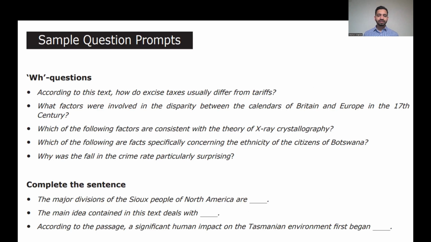Again, you can get two types of questions here. You can get WH questions, and you can read all of these questions I've just given you to see what things you look for. Complete the sentence, you can get things like that. You can also think in terms of WH questions, what are you looking for? Example: the major divisions of the Sioux people of North America, are you looking for the names of the divisions? You can pause the video here, read these questions and think of what type of information you're looking for. All right, we'll keep moving.